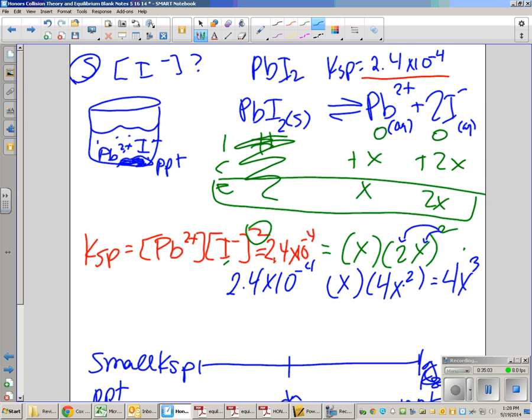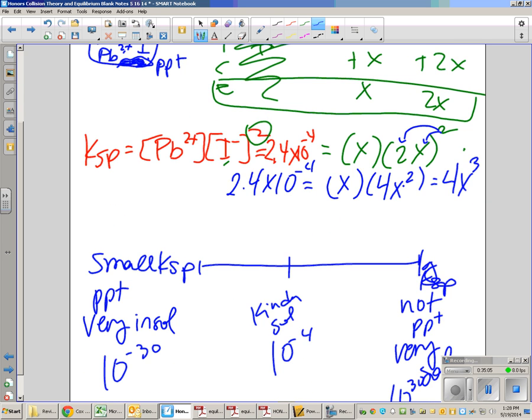All right, what's next? How do I solve for x? Not yet. Let me go ahead and divide by 4 first. Divide by 4 on this side. Divide by 4 on this side. 6 times 10 to the negative 5th. Let me verify that for me.